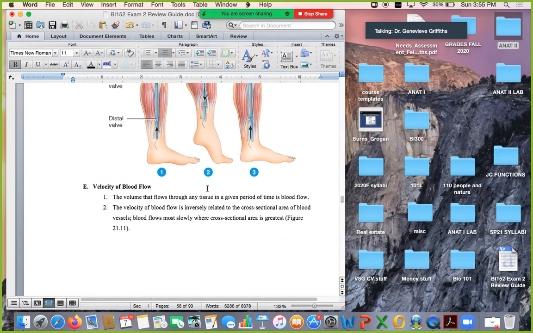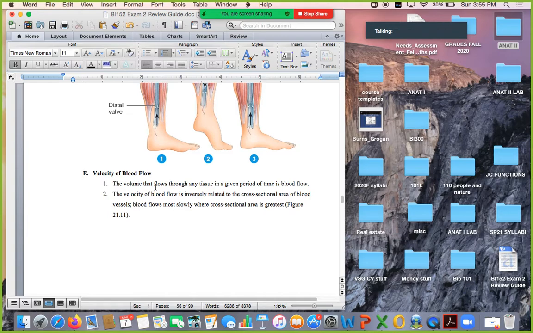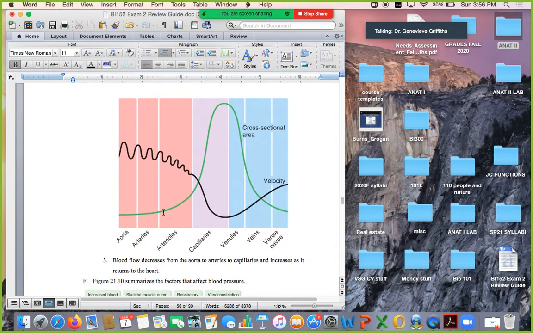So blood flow is determined as the amount of blood that flows through any given tissue in any given period of time. And the speed of that blood flow is going to be related, specifically inversely related, to the cross-sectional area of the blood vessels. So the blood flow is going to be the slowest when the cross-sectional area is the greatest. And that means we're going to have the most resistance.